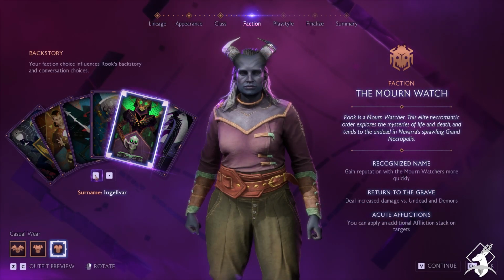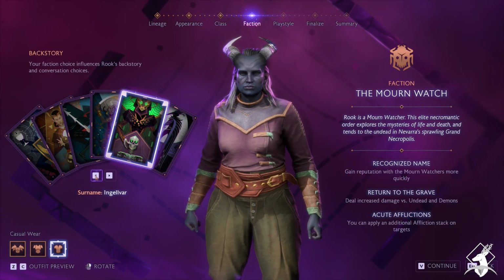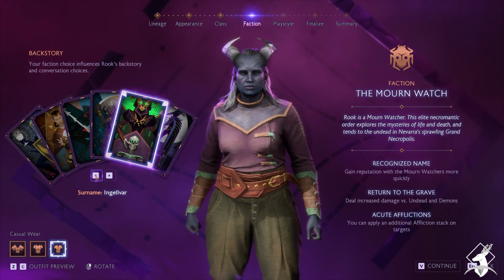In-game, choosing this faction allows you to gain reputation with the Mourn Watchers more quickly, deal increased damage against undead and demons, and you are able to apply an additional affliction stack on targets.